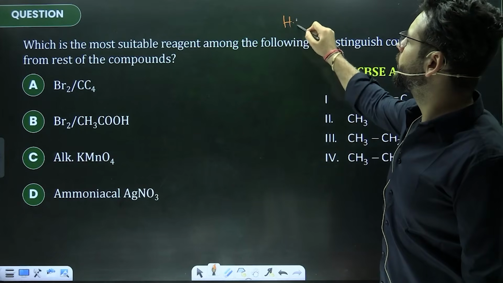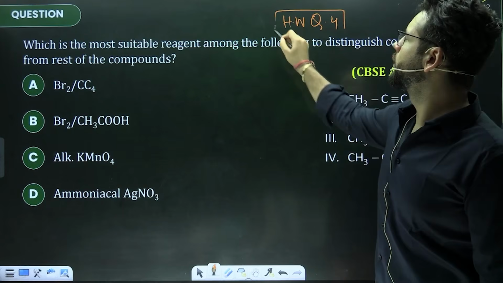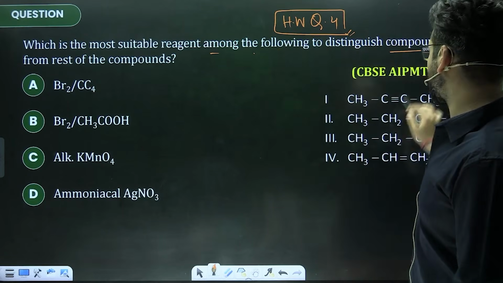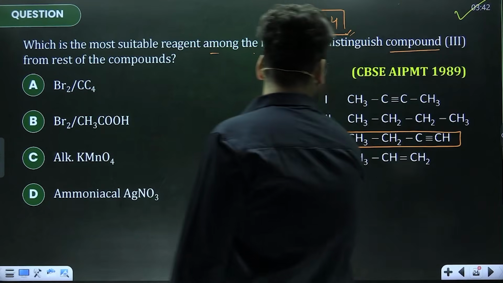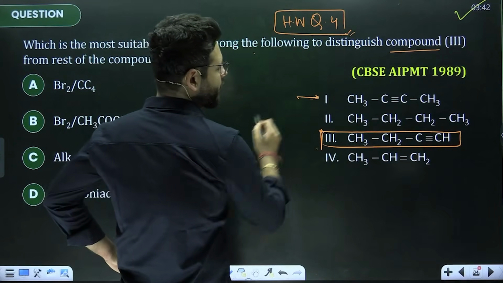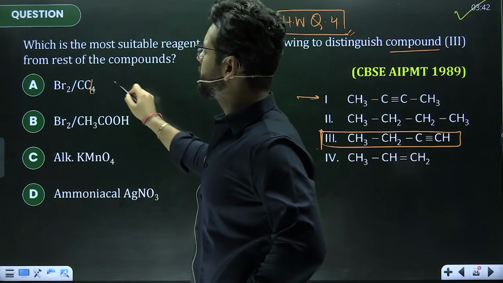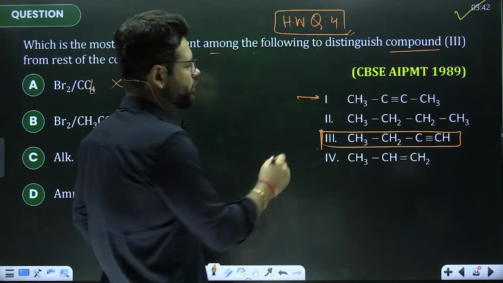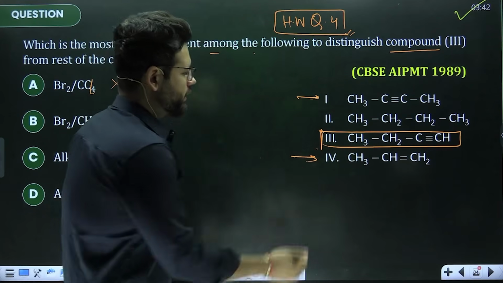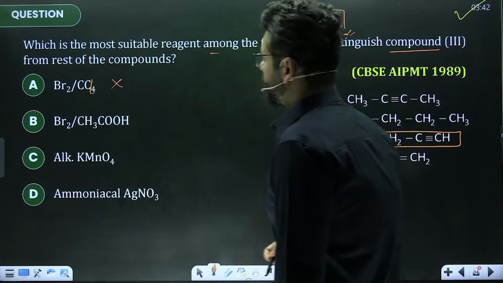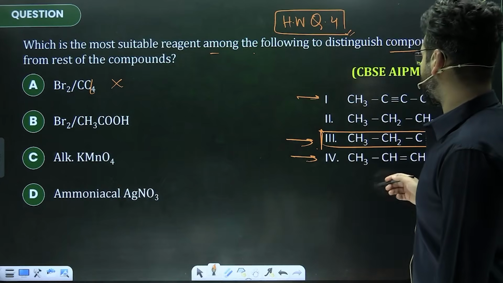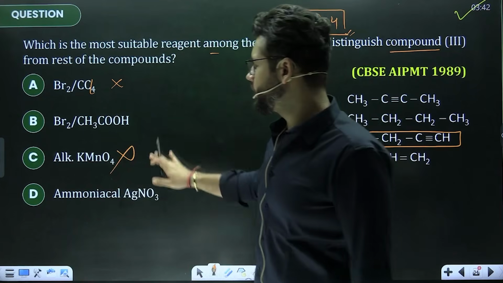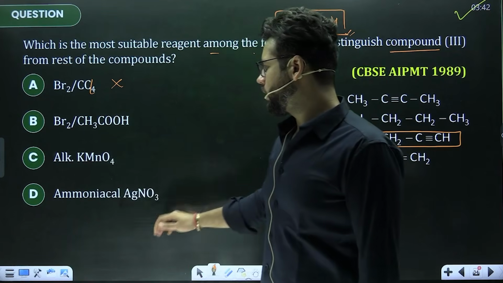Homework question number 4. Tell me in the comment box, what would be the best reagent to distinguish compound 3, this one, but-1-yne, from but-2-yne? Can I use bromine in CCl4? The answer is no. Everyone will react here. Means this also will react, this also will react, and 3 also will react. Can I use bromine in acetic acid? Can I use alkaline KMnO4, Baeyer's reagent? Can I use Baeyer's reagent? Or ammoniacal AgNO3.